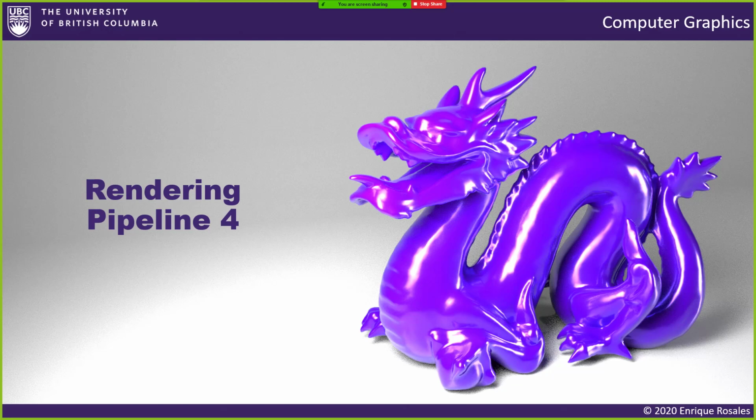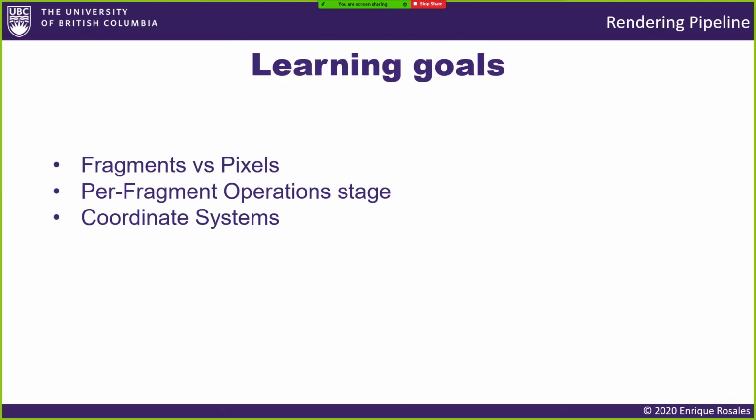Okay, so let's start. The learning goals for today: we'll check fragments versus pixels, basically an explanation of the difference between fragments and pixels. This is very relevant because I think fragments is something that can be confusing for people outside computer graphics.